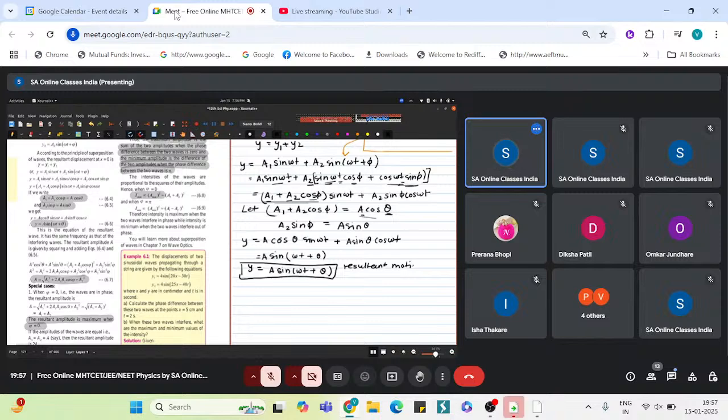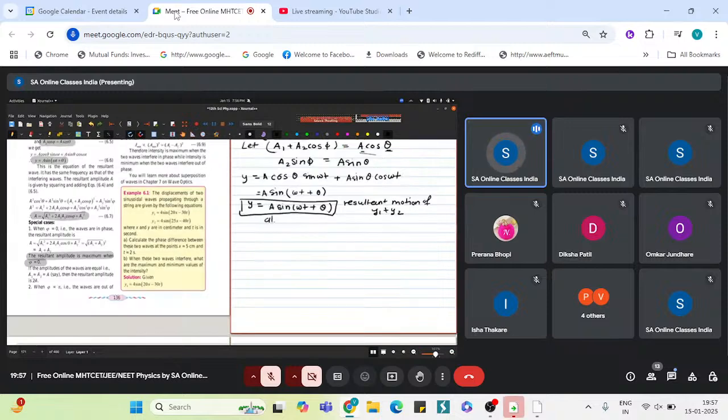So this is the resultant motion of superposition, the resultant motion of y1 plus y2. And if you see, this is also an SHM, with amplitude equal to A, and the phase difference in the resultant SHM equal to theta. And we can find these values now, so we are going to do that.